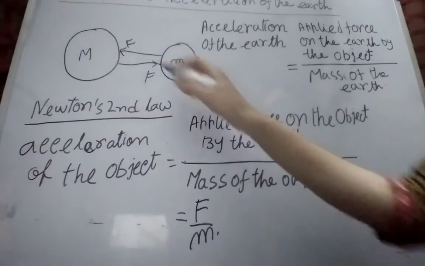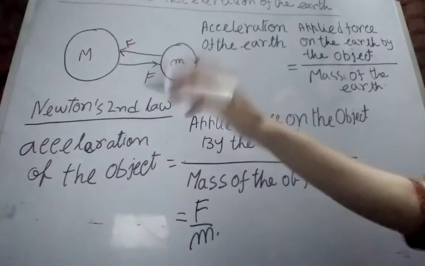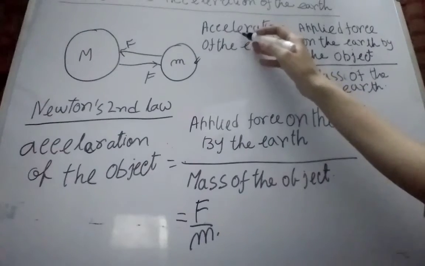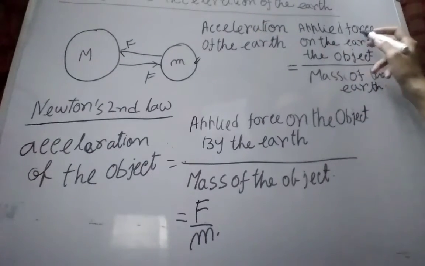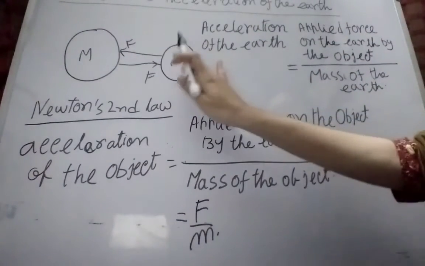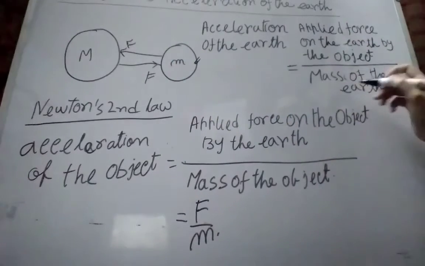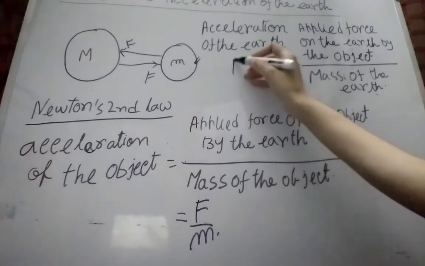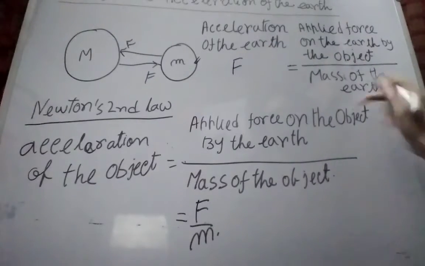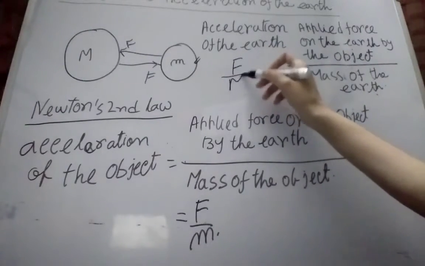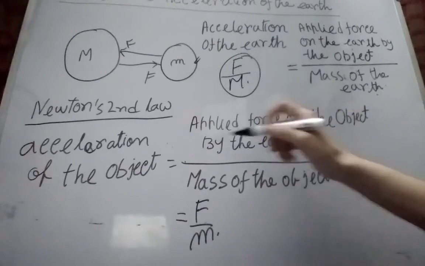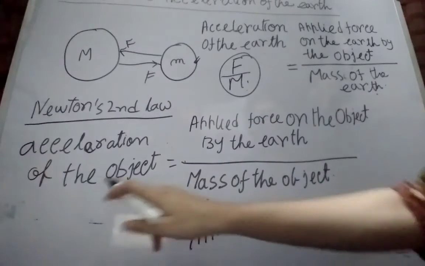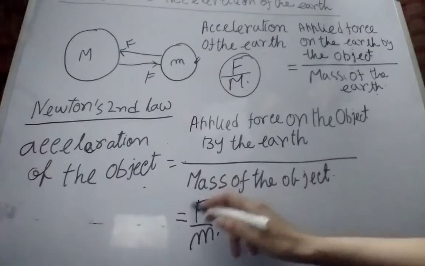If this object is also pulling the earth with a force F, then the earth will also have an acceleration, and that is what? Acceleration of the earth equals the applied force on the earth by this object divided by the mass of the earth. Now what is the applied force? That is capital F, and what is the mass of the earth? That is capital M. So this is F by M.